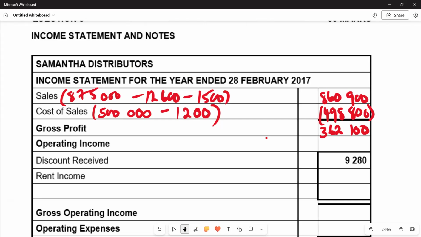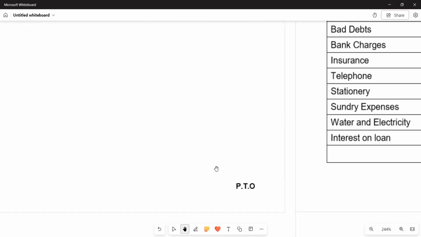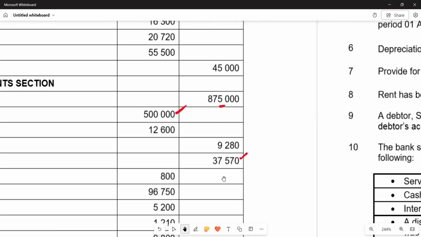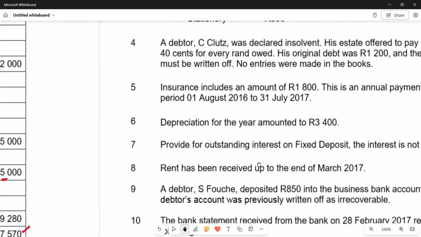Then we go to rent income now. Rent income, of course, we go to our trial balance and try to see the figure for rent income that we are given, and we see that rent income we are given is 37,570. But we don't take the figure as it is. We check additional information in the adjustment section. If we've got any adjustment that is affecting our rent income, we need to adjust it. But if there's no adjustment, we're going to take this figure as it is and put it there in the income statement. So we try to see rent income if you've got anything that is there.